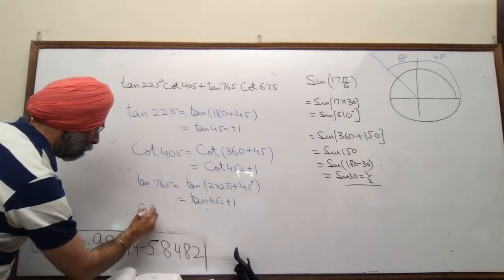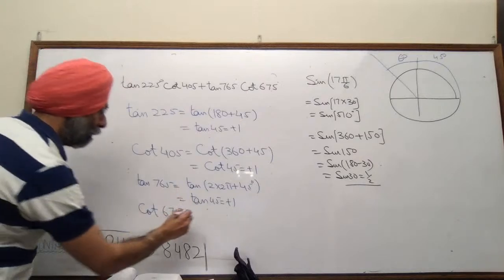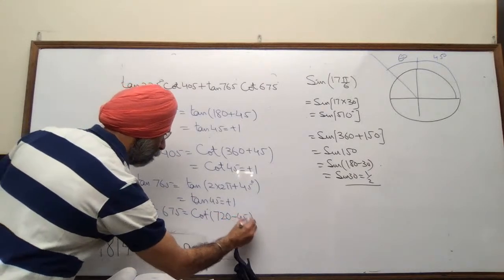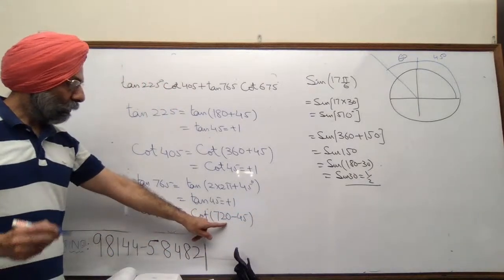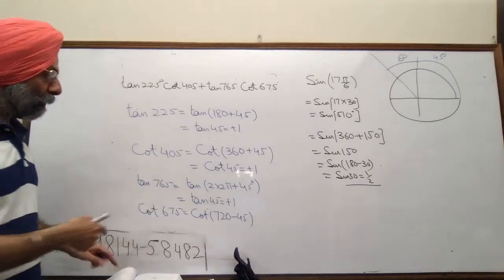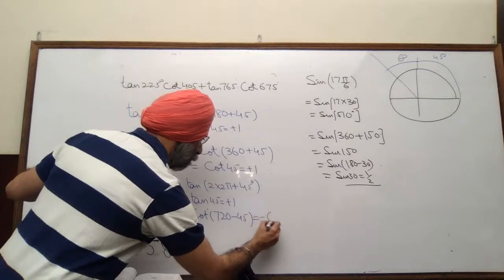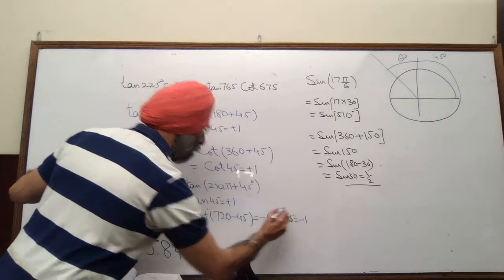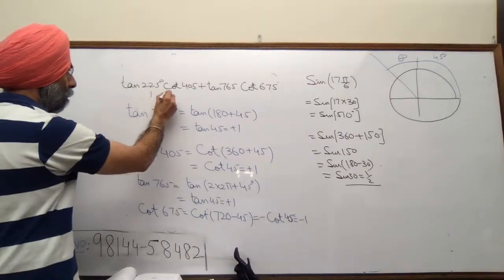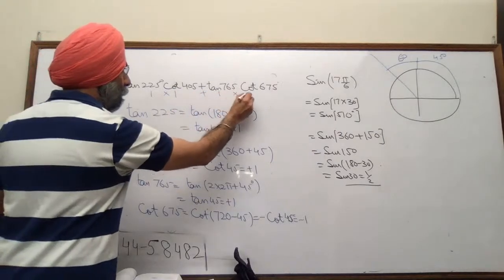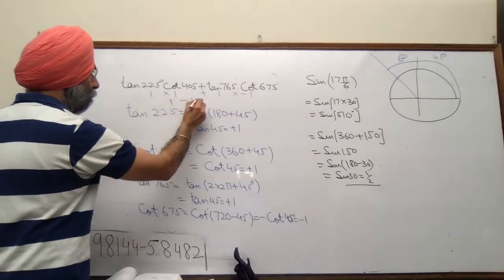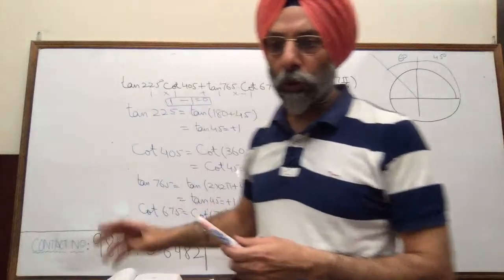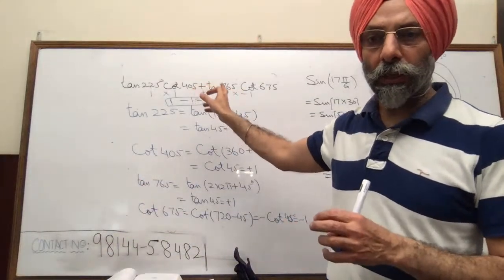Now come to the last part, which is cot of 675 degrees. It is cot of 720 degrees minus 45, so that means 2 complete rotations, then it moves backwards by an angle of 45 degrees. So fourth quadrant, minus cot of 45, which is minus 1. So the value of this is 1 into 1 plus 1 into minus 1, that is 1 minus 1, which is equal to 0. So this is the exact answer here. Is this clear to all of you, beta?